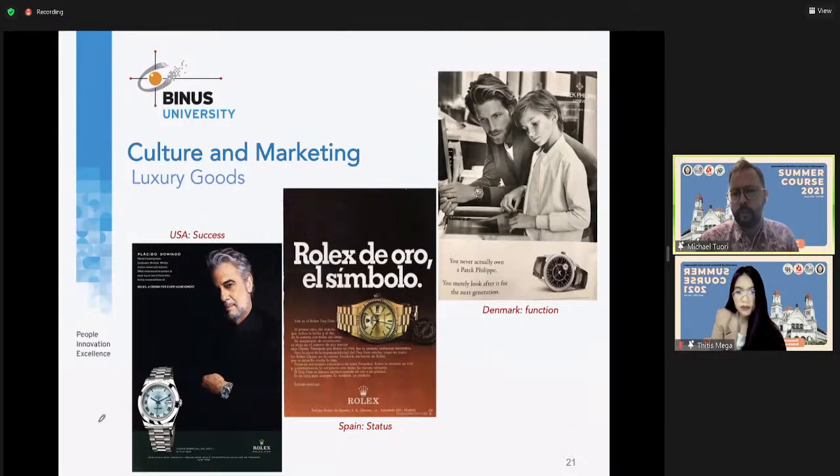So the US is a fairly low power distance, but fairly masculine. And so in the US, they're going to use luxury goods to show off success. If you see somebody with a fancy car, or a big house, or a fancy watch like a Rolex, the idea people get is, wow, she must be successful because she has this or she has that. Wow, what did she do to be able to get that? So it's a symbol of success. It shows that you're successful.